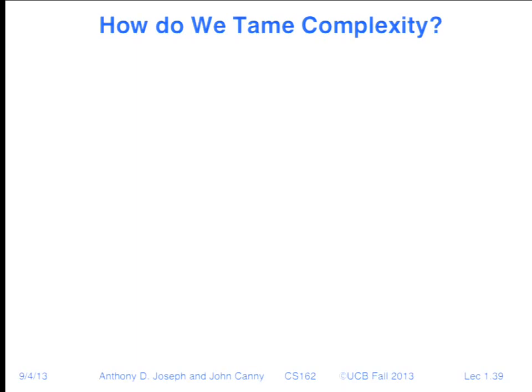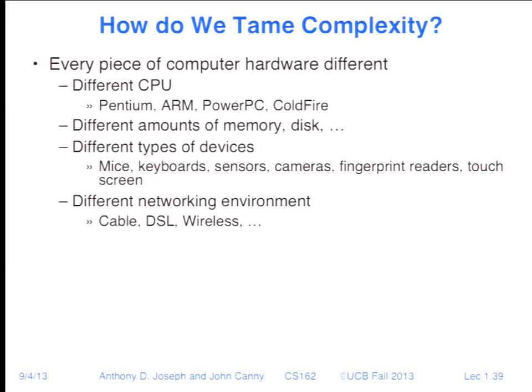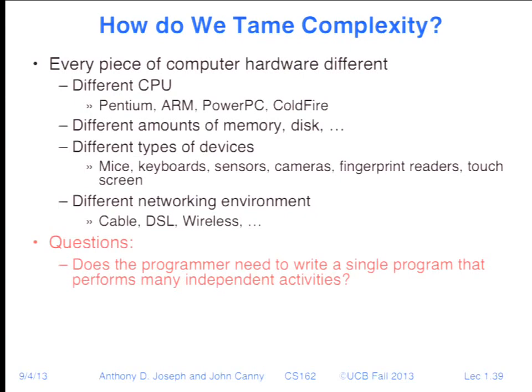So what are some techniques for dealing with this kind of complexity robustly? We already mentioned the diversity in the CPU, memory, devices and so on. What are the pros and cons of writing a single program to perform all of these different activities? I'm rephrasing this question slightly because this is asking, do you really need to write this? You've got to write something. So what are the trade-offs between writing one program versus many different programs?